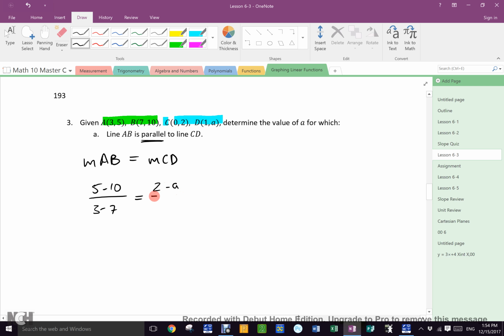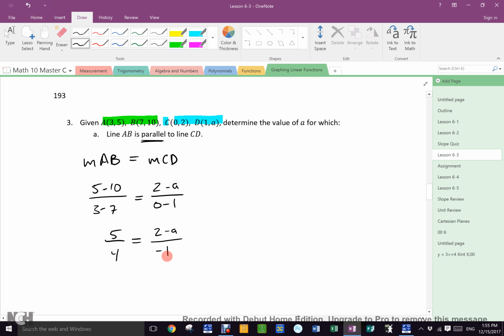2 minus A over 0 minus 1. Now what should I do with that mess? Tidy it up. What's 5 minus 10? Negative 5. Over 3 minus 7. Negative 4. Two negatives make a positive. So I can clean that up right there. Yes? Equals. What's 2 minus A? I can't do anything with 2 minus A. What's 0 minus 1? Negative 1.